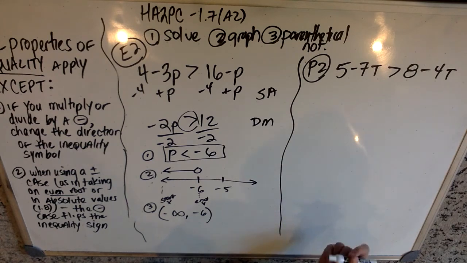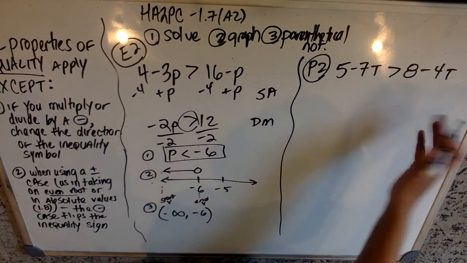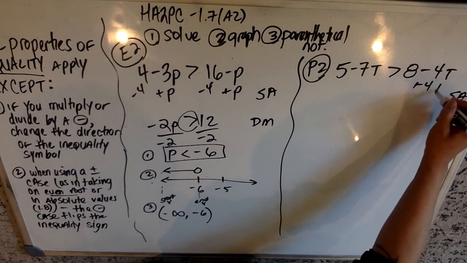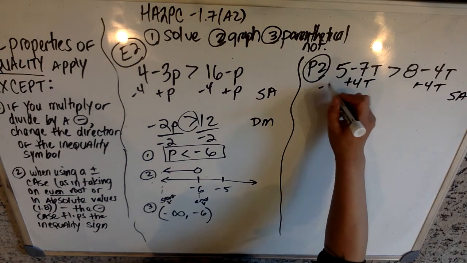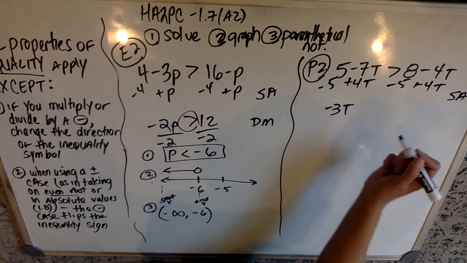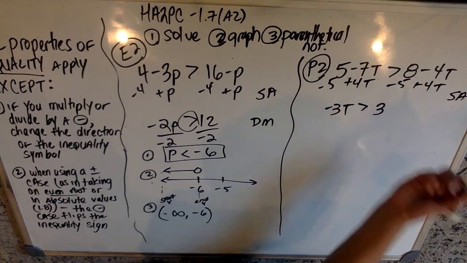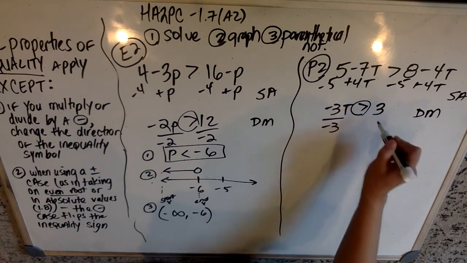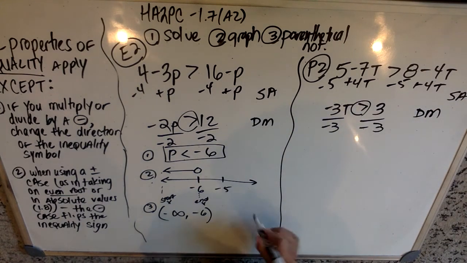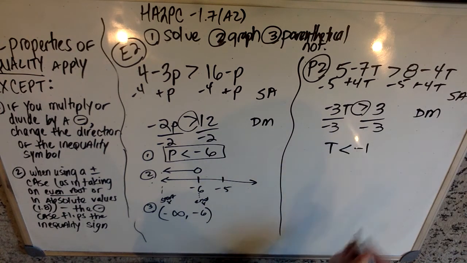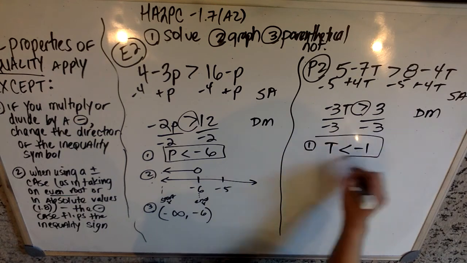All right, so I'm going to move all my t's to the left-hand side first. So I'm going to start with subtraction and addition, and I'm going to add the 4t to the left-hand side, and I'll subtract the 5 to move it to the right-hand side. So I'm going to get negative 3t is greater than 3. When I do my division and multiplication, notice that I'm dividing by a negative again. So I need to make sure that I circle that sign to switch the direction. So I'm going to get that t is less than negative 1. So that's my solution, right?